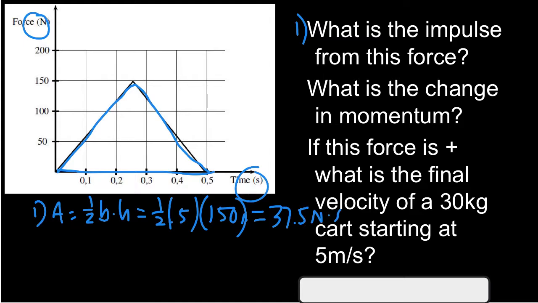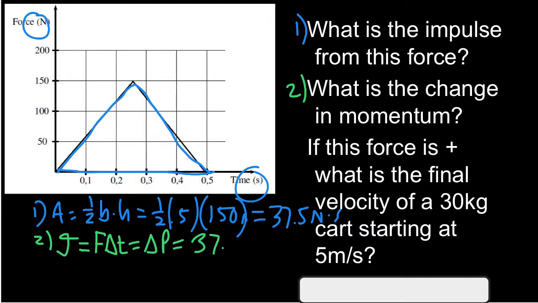Now the second question asks, what is the change in momentum? Since we just found the impulse, and remember that impulse is force times time, but impulse results in a change in momentum. So how much impulse you did will also be the change in momentum. So that's 37.5, and you could do Newton seconds or you could do kilograms times meters per second, because that's usually what we talk about with momentum.